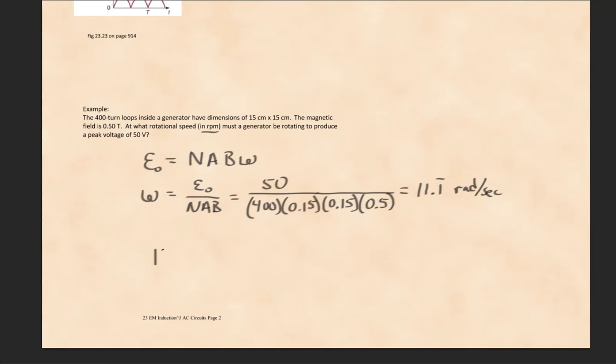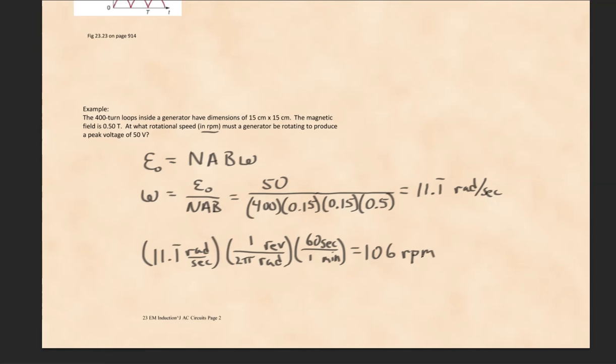Now the problem asked me to find it in revolutions per minute, RPM. So 11.1 radians per second. Just do a little dimensional analysis. I want to turn radians into revolutions. So radians, revolutions, and in one revolution I have 2 pi radians, and I want to turn seconds into minutes. So seconds, minutes. 1 minute is 60 seconds. So multiply all this out, and you get 106 RPM.